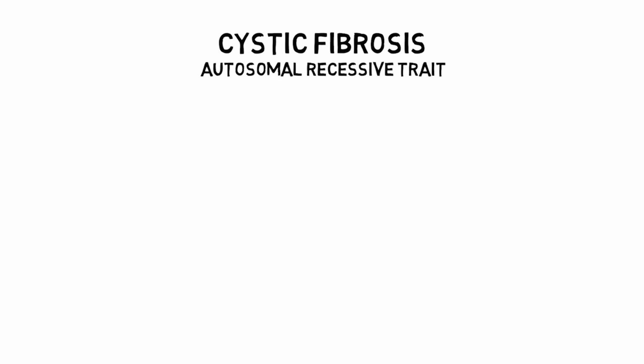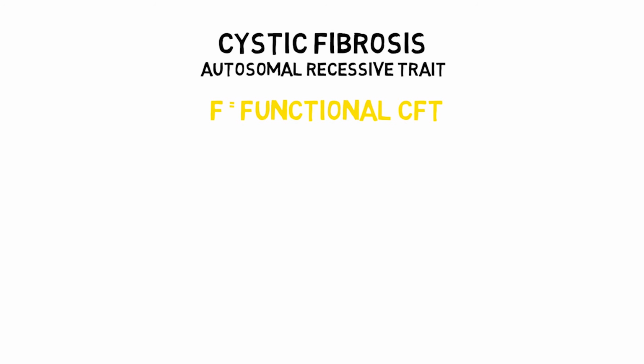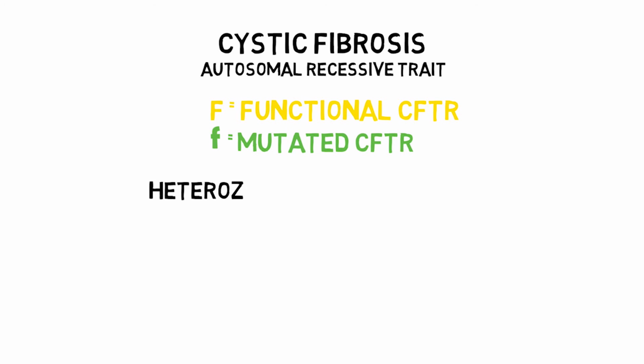And for an individual to express the characteristics associated with cystic fibrosis, they would have to be homozygous recessive for it. In other words, they would have to inherit a faulty allele from each parent. Let's take a look at what the probability is of two heterozygous parents producing offspring with cystic fibrosis. Let uppercase F be the allele coding for a functional CFTR protein, and a lowercase f for the allele coding for the mutated form of a CFTR.